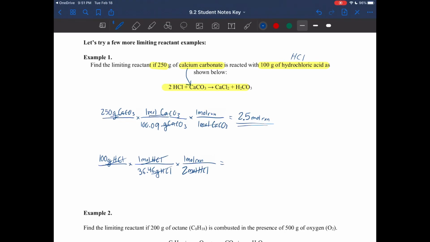Let's see, 100 divided by 36.46 divided by 2. And I'm getting 1.37 moles of reactions that happen due to the 100 grams of HCl that we had. So what's the limiting reactant? HCl, of course. It's always good to make sure at the end of these problems you actually label, hey, this is the limiting reactant. You can't just do the math and leave it there. So we're going to write down HCl is limiting reactant.